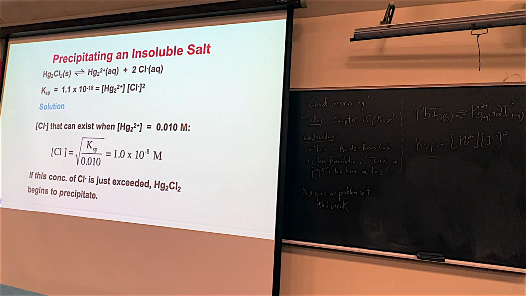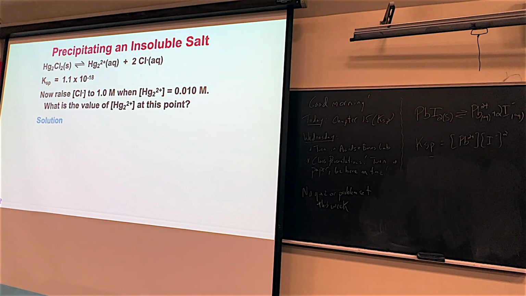Okay, so now that we know that chloride only has to be 1.0 times 10 to the minus 8th molar, let's pump the chloride in. Chloride is cheap. Chloride is table salt, which we already talked about. It's in HCl. It's all over the place. And we really don't want to have mercury running around in solution. So let's raise the chloride now to 1 molar. We're going to have 1 mole per liter chloride from sodium chloride, HCl, something like that. Now, before, the mercury was 0.010.